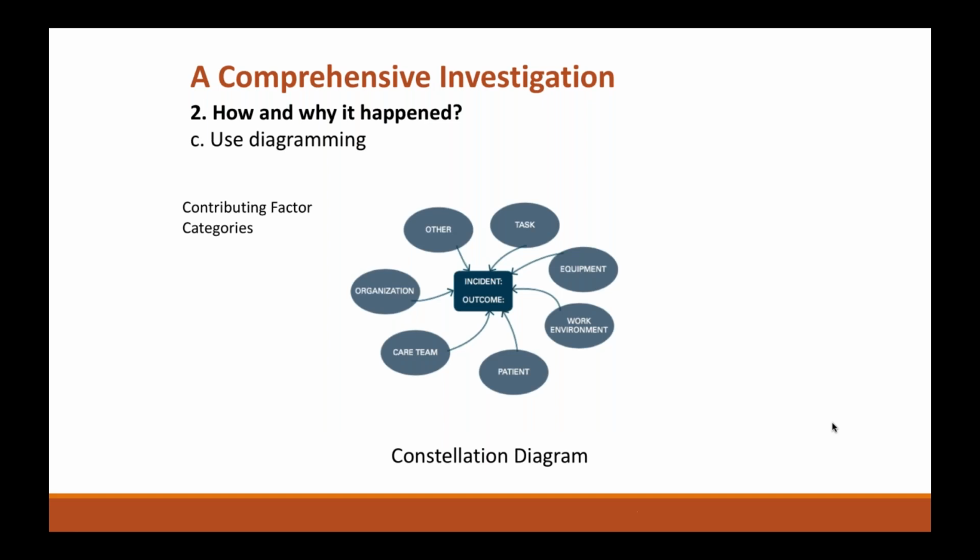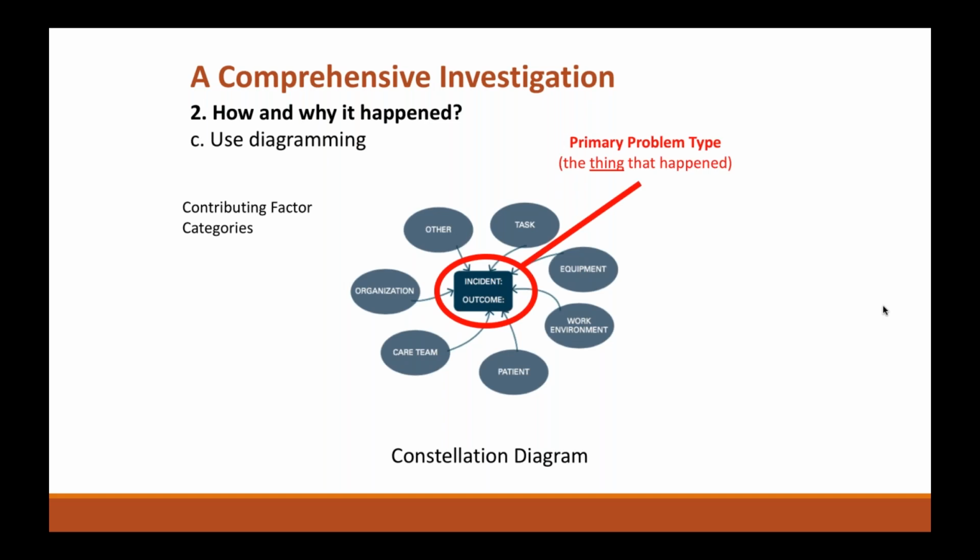The CPSI recommend using what they call a constellation diagram. And for the constellation diagram, they start off with the incident and the incident outcome at the very center. And around it, they list all the contributing factor categories. So for example, the task, the equipment that was involved, the work environment, the patient, the team, the organization as a whole, etc.